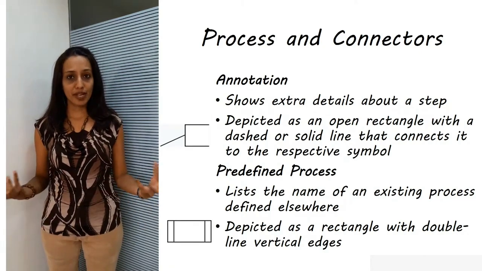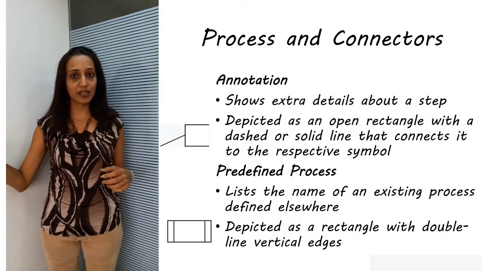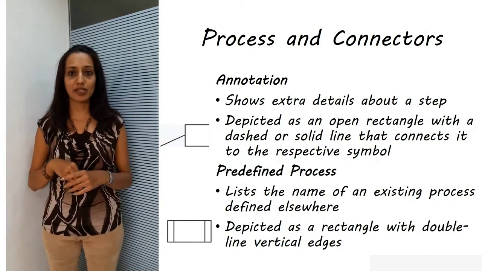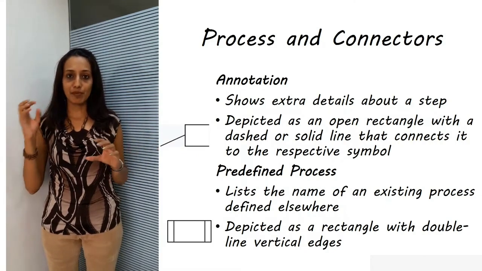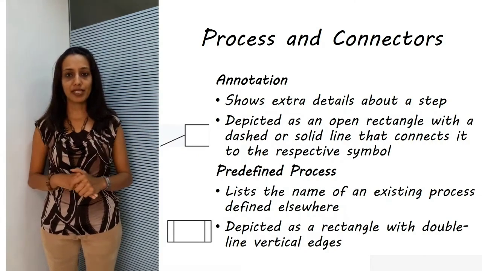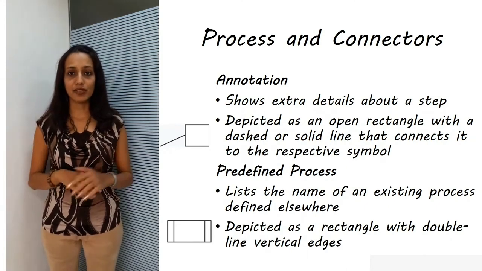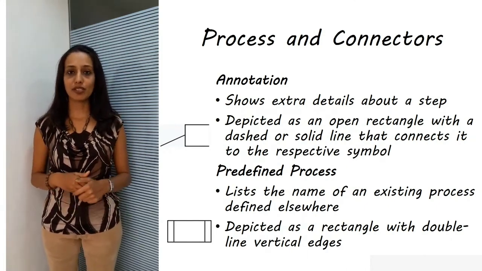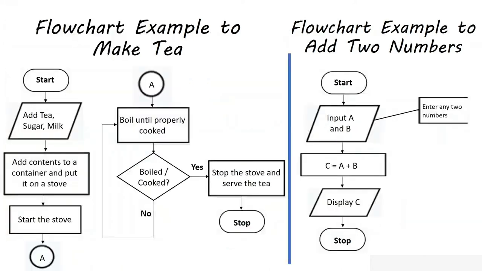And then the predefined process. Sometimes you want to use an existing process which is already defined earlier to become a part of the current process. Then you can use the double-edged rectangle and put the name of that process inside of that rectangle to indicate, okay, this process is going to be done elsewhere, and then the result will be used by this process. So it's pretty simple, annotation and predefined process.